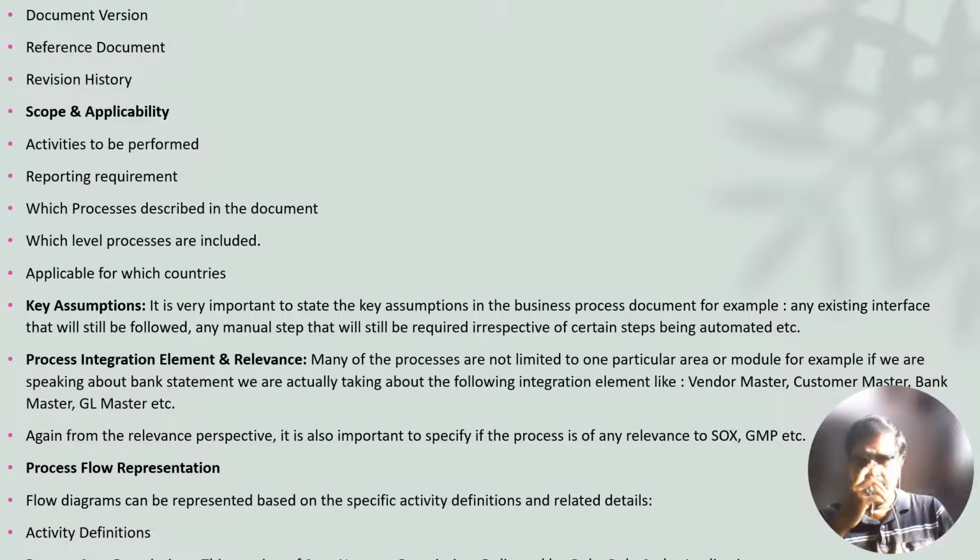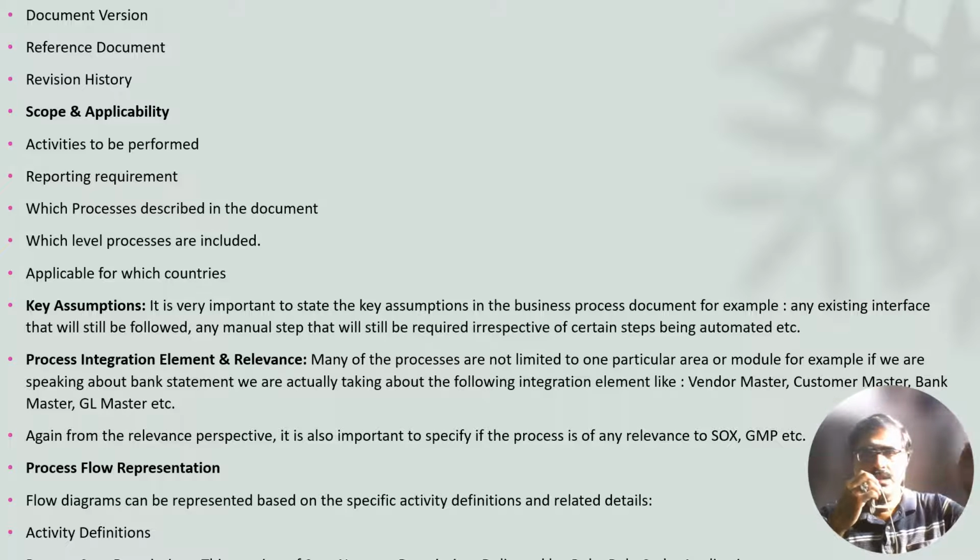So scope and availability means you need to document activities to be performed, reporting requirements, then which process described in the document, and then the fourth one, which level of process is to be included, and the fifth one, applicable for which countries. These are very important.